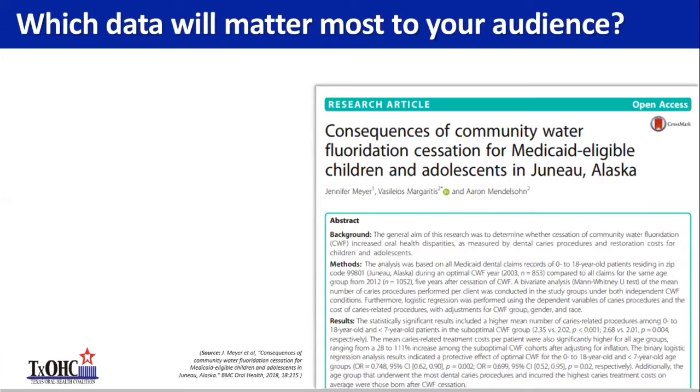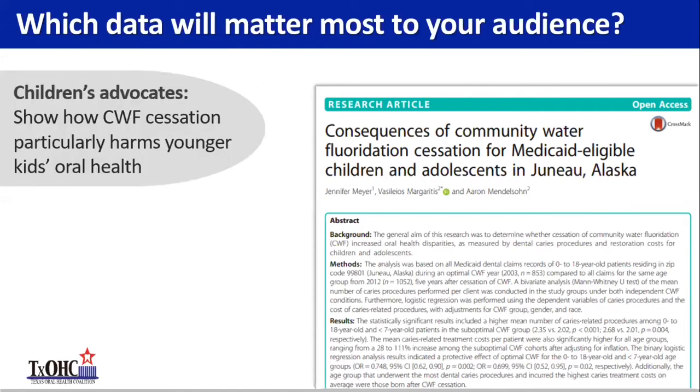Asking which data will matter most to your audience is really important. And here's an example of this. So I mentioned this study earlier. This was published in 2018 by BMC Oral Health. It's the study of Alaska. And you can pull very different pieces of this study out and understand how they would be more relevant, more meaningful to certain audiences. Let me give you an example.